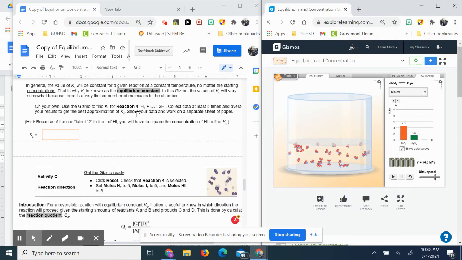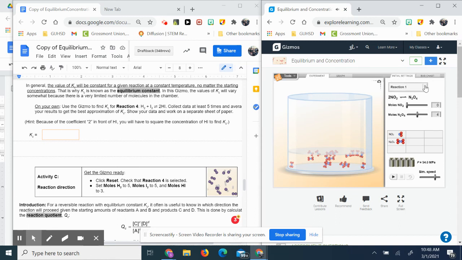Then you can move to reaction four. So I'm going to reset everything and go to reaction four, and I'm going to run different situations there.